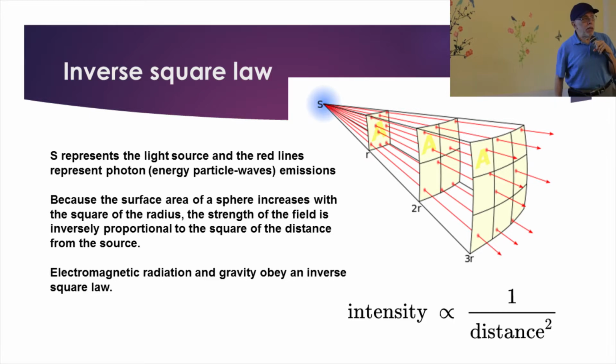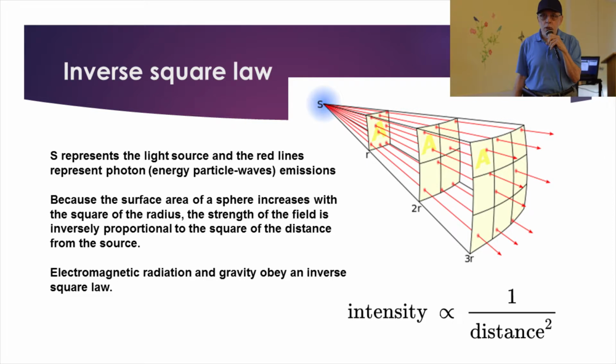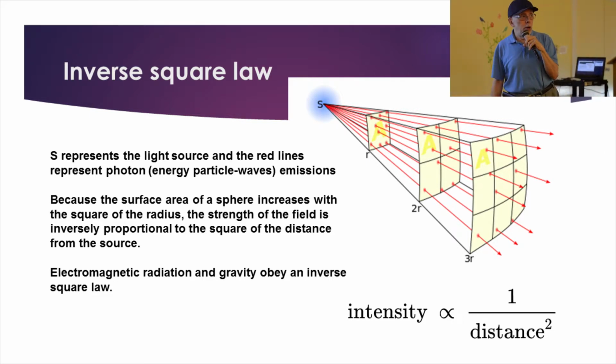Okay, so let's talk about the inverse square law now. So we know that the surface area of a sphere is proportional to the distance squared from the center, right? 4 pi r squared.